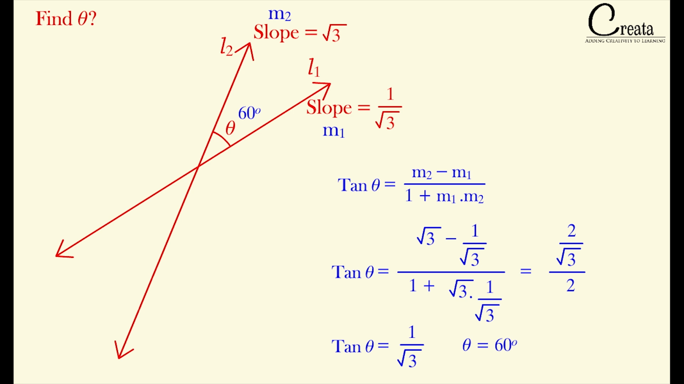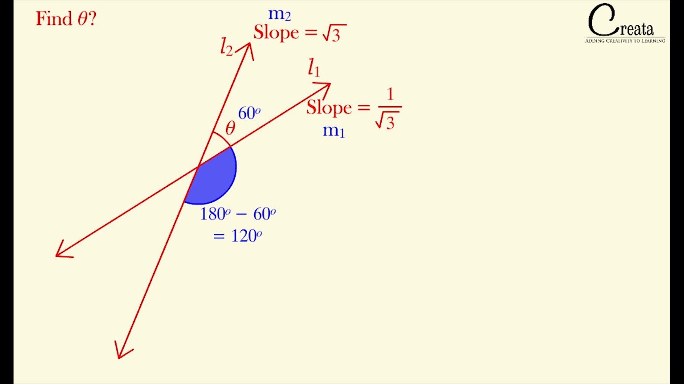Let's find the other angle. We know the sum of both of these angles is equal to 180 degree, that is, these angles are forming a linear pair. So we can find the other angle is equal to 180 degree minus 60 degree, that comes out to be 120 degree. So we got one angle as 60 degree and the other angle as 120 degree. These angles are between the line L1 and L2. That is the answer of this question.